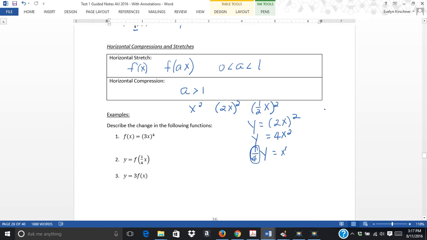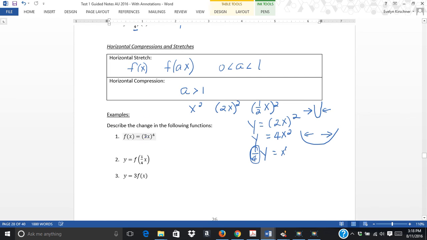Well, if it's 2x squared or 4x squared, it looks like this. So I'm compressing it this way, right? And if it was here 1/4 x squared, it looks like this. So I'm stretching it in that direction. So really, depending on what it looks like in the end, if you have something like this, you have to talk about it as horizontal. But otherwise, you could talk about them just as a compression or stretch, vertical or horizontal.